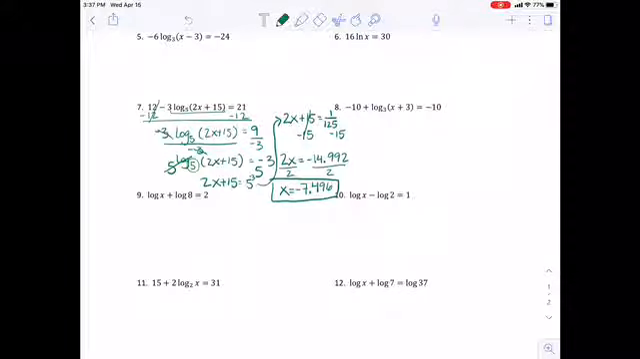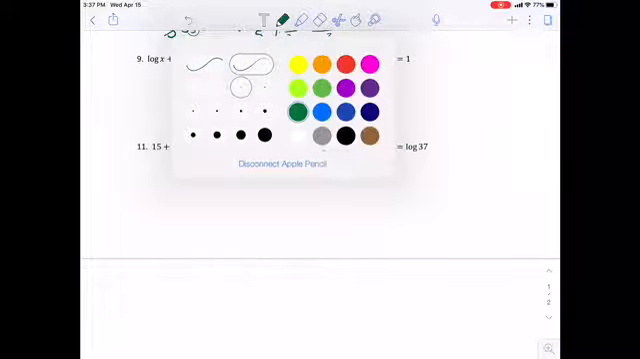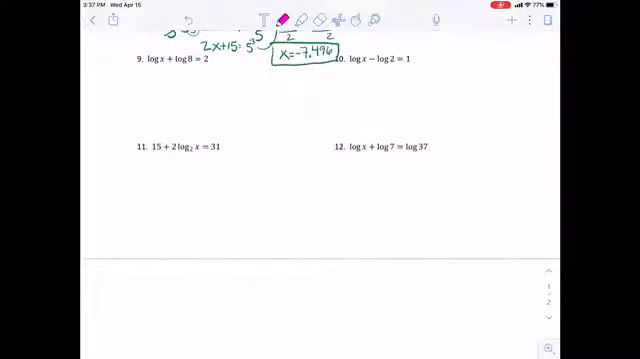Last but not least, would you please look down here at problem number 12. So on problem 12, I notice that this time I'm adding the logs together. Now, remember back to when we talked about the properties of logs. When we add logarithms, we can condense that down to a single log by turning the addition into multiplication. So this log of x plus log of 7 becomes the log of x times 7. And that's going to equal the log of 37.